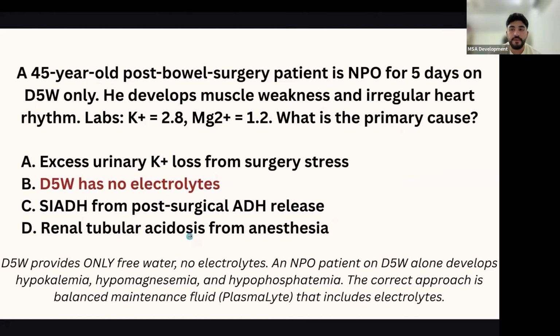It's going to be B. Why B? Because dextrose, as I told you, has absolutely no electrolytes. It only provides free water, so it could dilute whatever electrolyte happens to be concentrated, right? A patient who's NPO and is on dextrose will develop hypokalemia, hypomagnesemia, and hypophosphatemia. Okay, so what do we do here? I give him something that's balanced, right? I give a balanced crystalloid, like lactated Ringer's, or I can give Plasma-Lyte, something that would include electrolytes. Okay, all the other options are wrong.